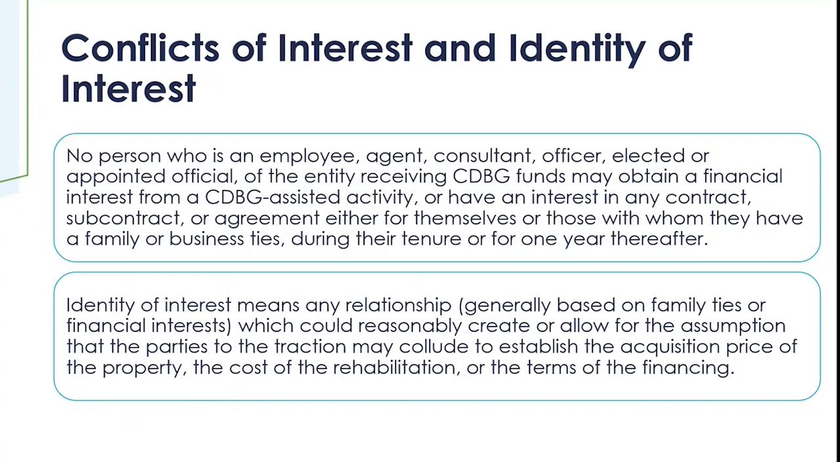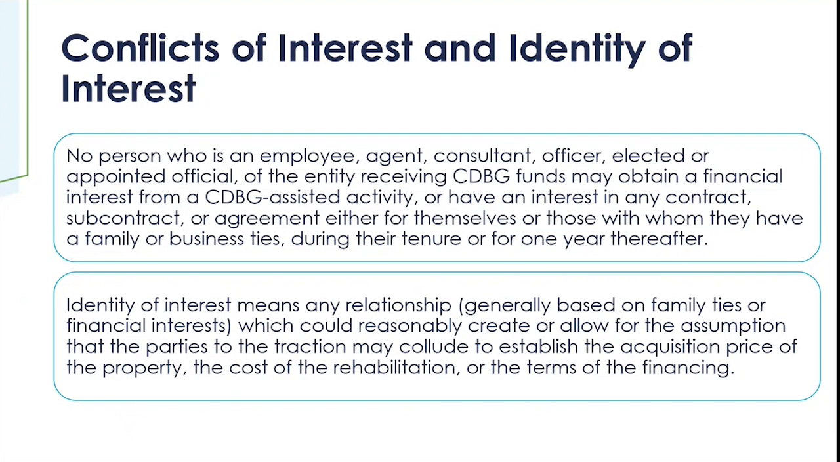Another thing to keep in mind with procurement is to avoid any conflicts of interest and identity of interest. No person who is an employee, agent, officer, or elected official of the entity receiving CDBG funds may obtain a financial interest from the CDBG assisted activity or have an interest in any contract, subcontract, or agreement. So you just need to make sure that there is a clear separation between any contractors that are brought on for the project and any employees or officers of the entity receiving the funds.